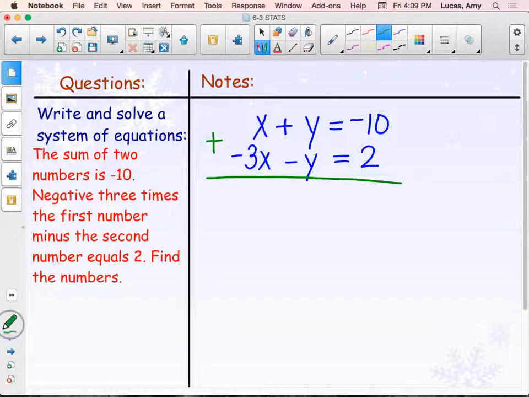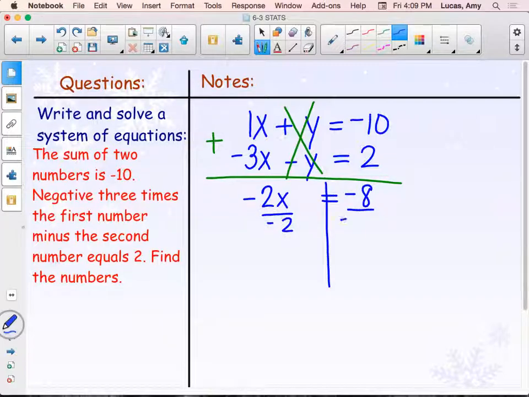So again, the sum of two numbers means you're adding them together. So I added x plus y and set it equal to negative 10. The second equation said negative 3 times the first number. Well, I used x in the first equation, so I have to use x when it says the first number. Minus the second number, which I used y for, equals 2. Okay, so my y's are opposites. I can put a 1 in front of my x. 1x plus negative 3x would be negative 2x. Negative 10 plus 2 is negative 8. If I divide negative 8 by negative 2, I will get positive 4. So positive 4 for x.